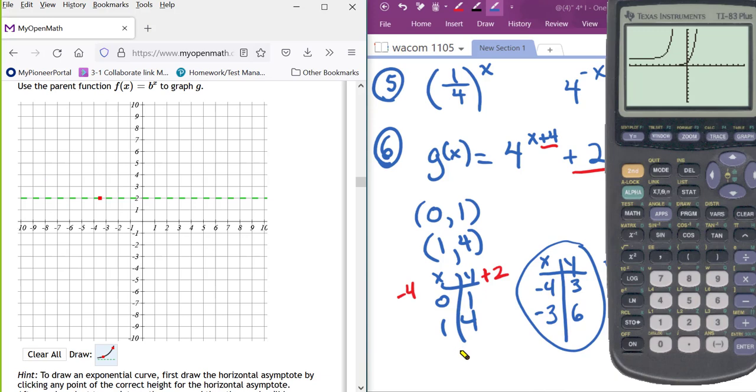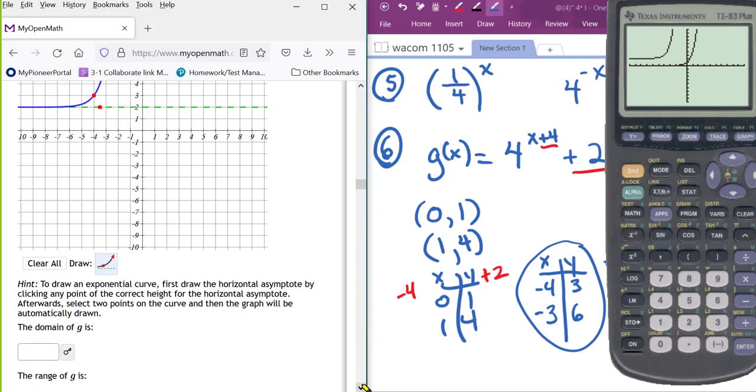Now we'll put points. And we want the ones from the new graph, okay? So we want negative 4, 3. We want the one that matches this that would have been the 0. Right, so negative 4 and up 3. And then we will do negative 3 and up 6. And there is our curve. And we'll check this one. We have some more questions to answer.